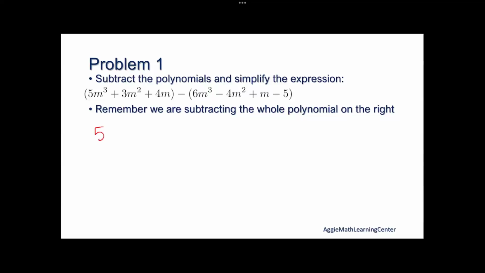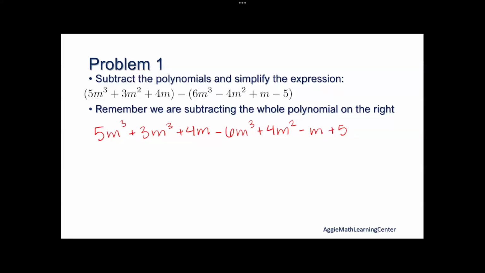So I'll start by rewriting this: 5m cubed plus 3m squared plus 4m. That's all going to stay the same because we don't have a negative in front of it. Then I'm going to take this negative and make each of the terms negative, or since this 4 was already negative, we'll change it to be a positive. So that'll be plus 4m squared. Then this one will be minus m, and this one will be plus 5. Does that make sense? Okay.